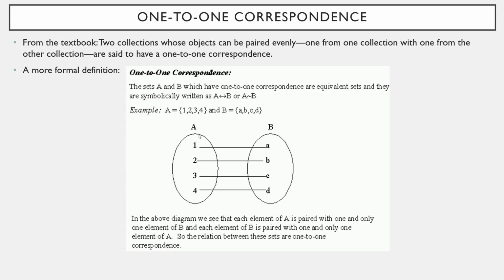Suppose you have collection A, which is the numbers 1, 2, 3, 4, and another collection B, which is lowercase a, b, c, d. If you can pair them so that one item from A matches exactly one item from B, or you could go the other way, so that each item pairs to only one other, then you have a one-to-one correspondence. Very straightforward concept. If I have 4 items in A, 4 items in B, and I pair them so each one goes to the other evenly, you're said to have a one-to-one correspondence.